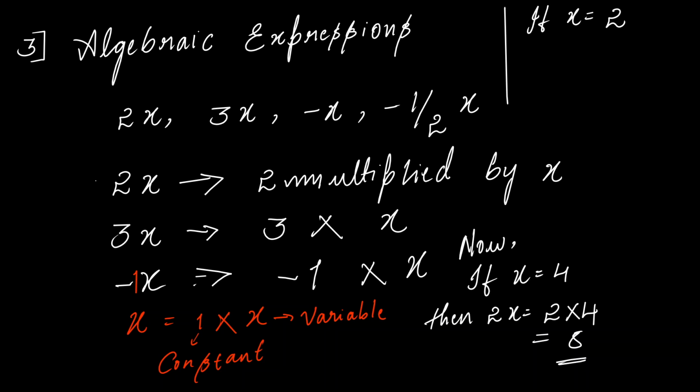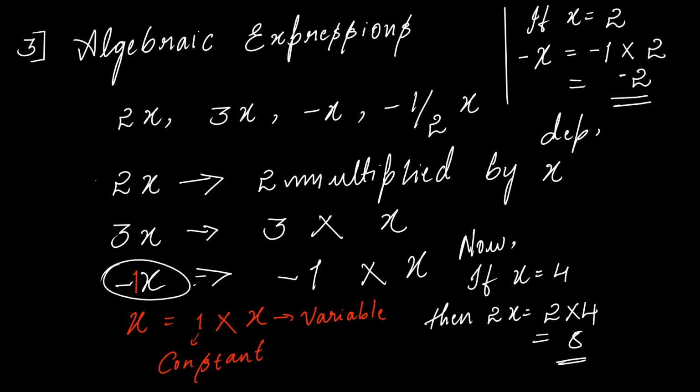And one more example, if x is equal to 2, then what would be minus x? Here minus 1, which is a constant, multiplied by 2. In place of x, I am putting 2. So minus 1 multiplied by 2 is equal to minus 2. Here the value depends only on x. If x changes, the value changes.